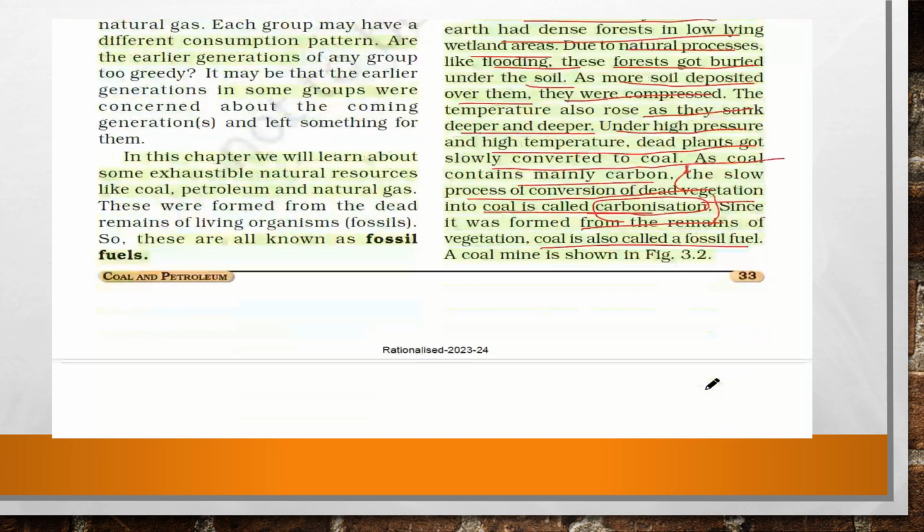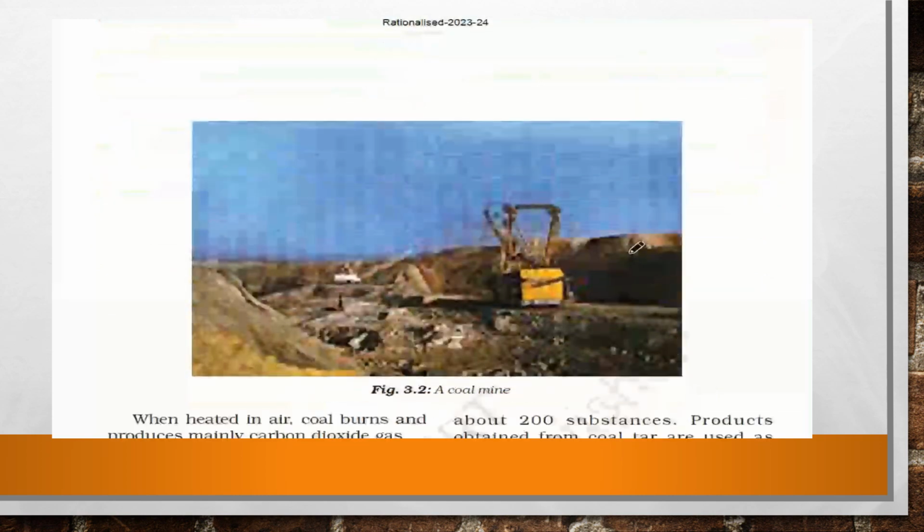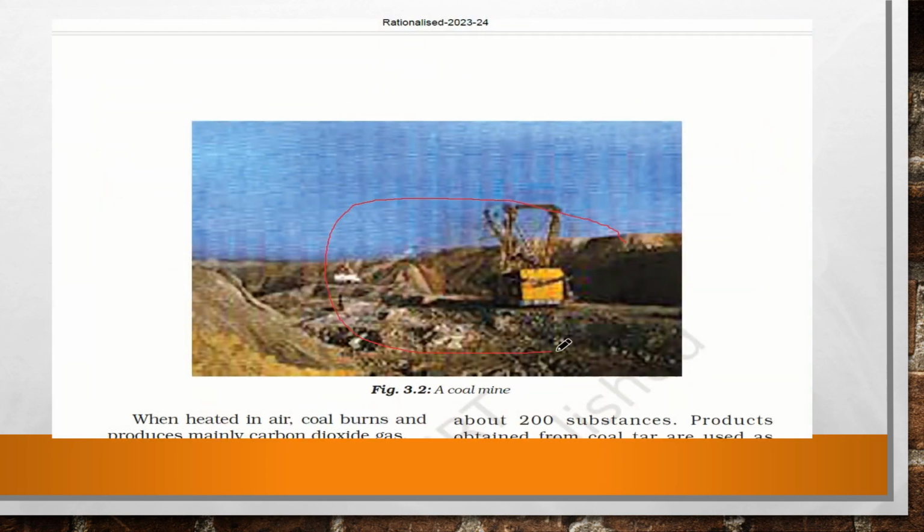The coal mine is shown in this diagram. This is a coal mine from where coal is being extracted. There are people who go down the mine and extract coal. Coal miners have to go down, break coal from the mine and take it up. So it's a very difficult process.